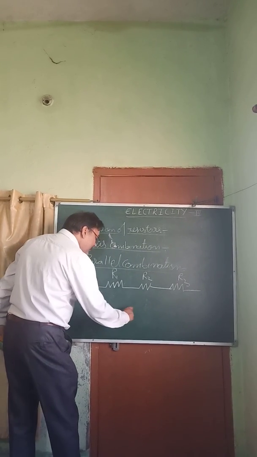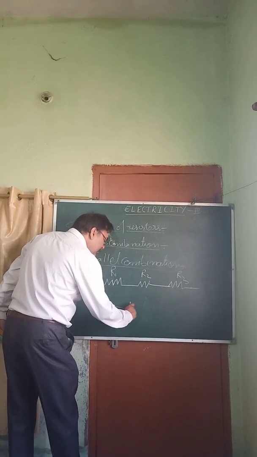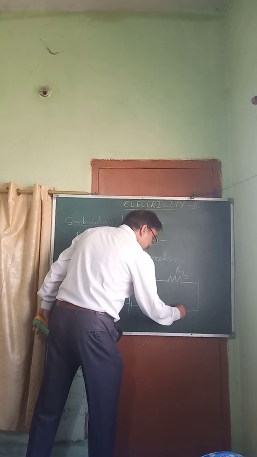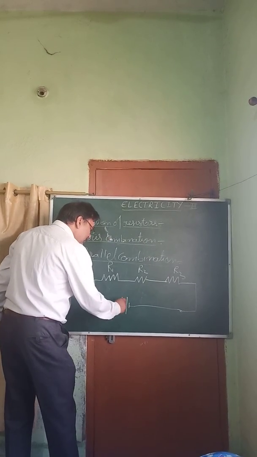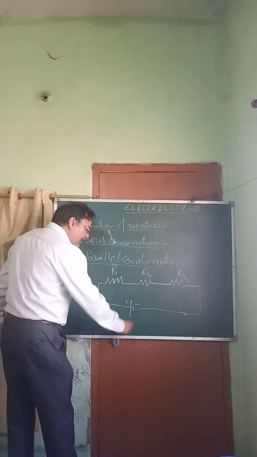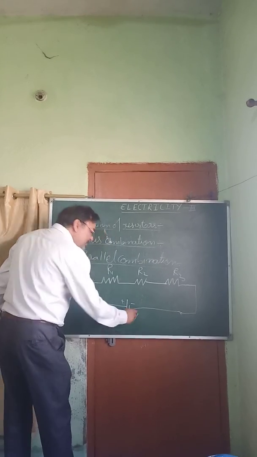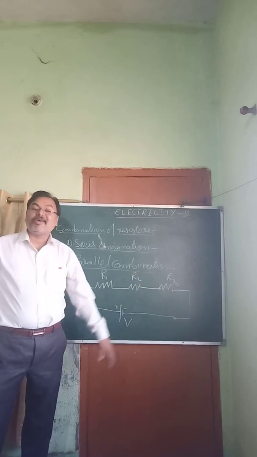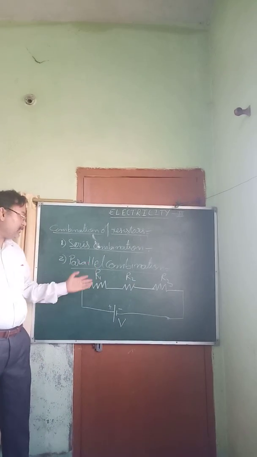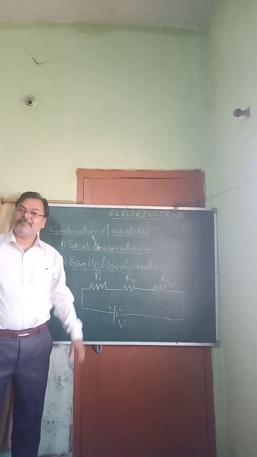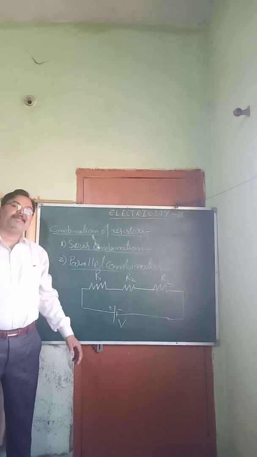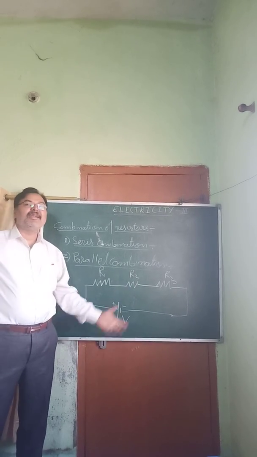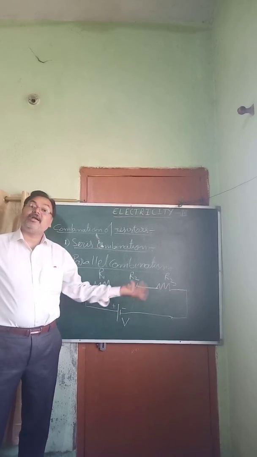And what else will happen? You can see here, if they are connected to a cell, suppose this is positive, this is negative, okay, and a potential difference V is applied with the help of this cell. How are these resistors connected? They are connected in series. Their resistances are R1, R2, R3. There may be n number of resistors connected in series. I'm taking, for example, only 3 here. You can take 2 also. Someone can take 100 also.